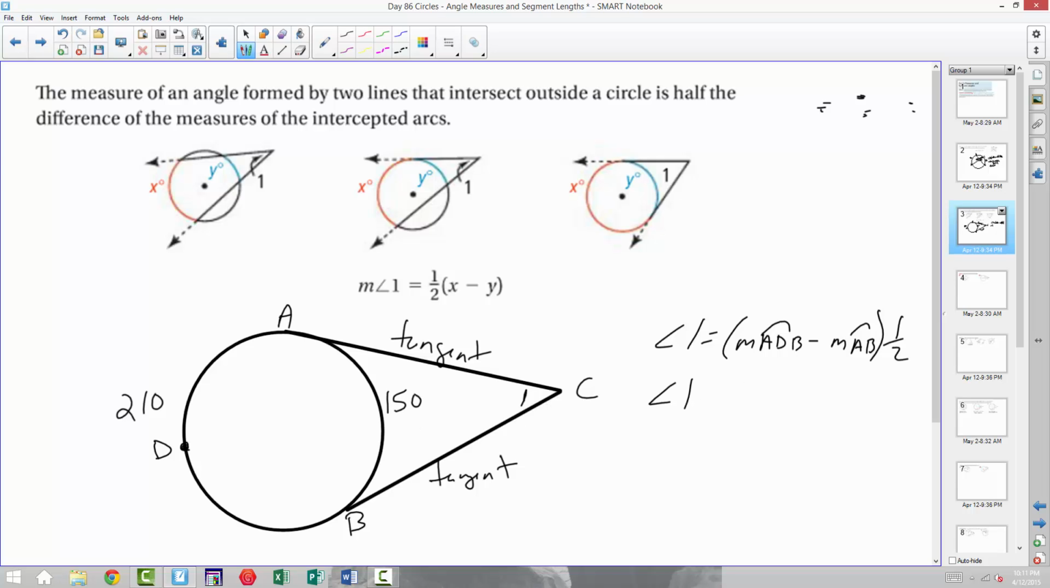So angle 1 is going to be 210 minus 150 times a half. So 210 minus 150 is 60. So half of 60 is 30, and angle 1 is 30 in this case. So there's 3 examples where your angle is on the outside of the circle. You take your two arc measures, do the difference, and then multiply by a half or divide by 2.